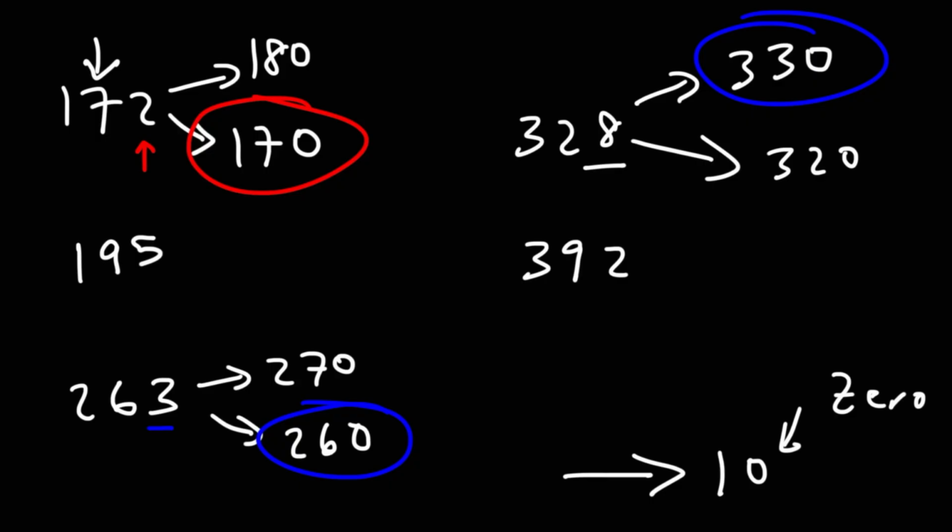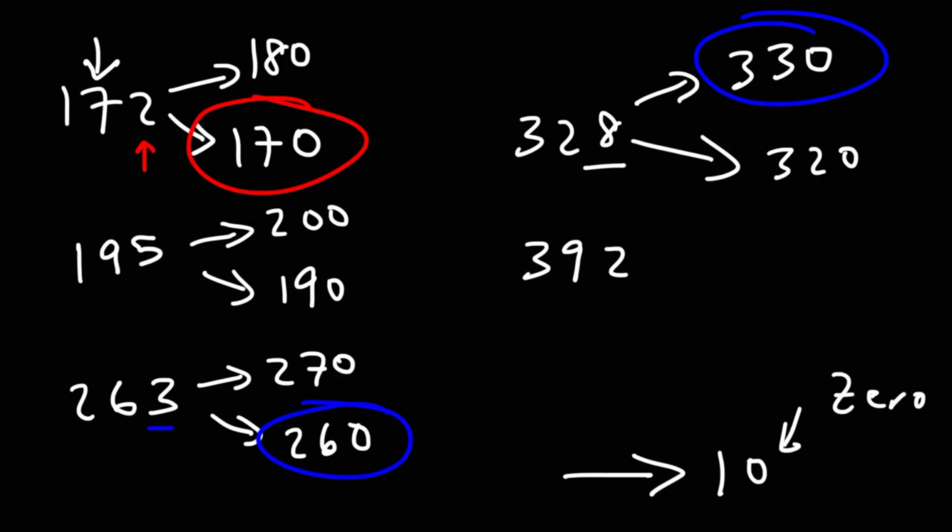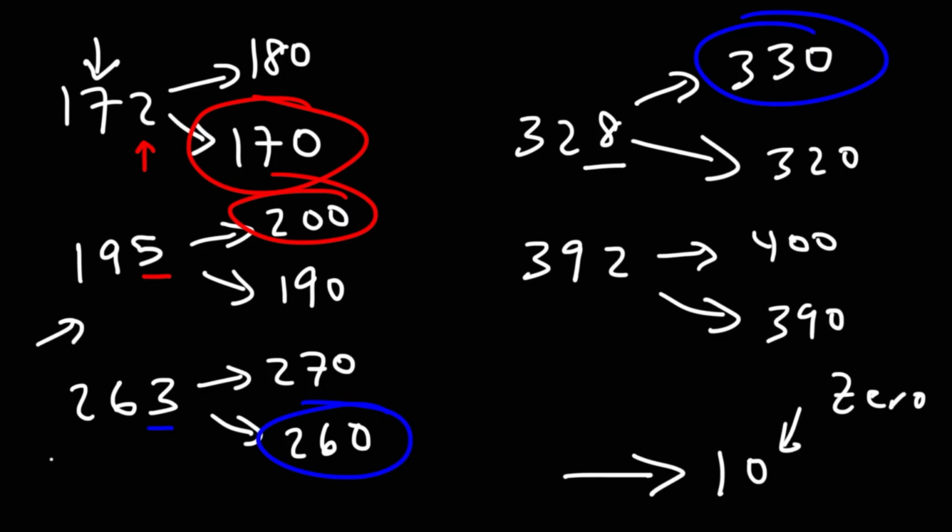Now 195, if we round that to the nearest 10, what are the two possible options here? Well, we could round it up to 200, or we could round 195 to 190. Both of these numbers are within 10 units from 195. Looking at the 5, that's part of the 5 or more group, so we're going to round it up to 200. Now 392, like 195, we can round it down to 390 or up to 400. 2 is part of the 4 or less group, so we're going to round it down to 390.